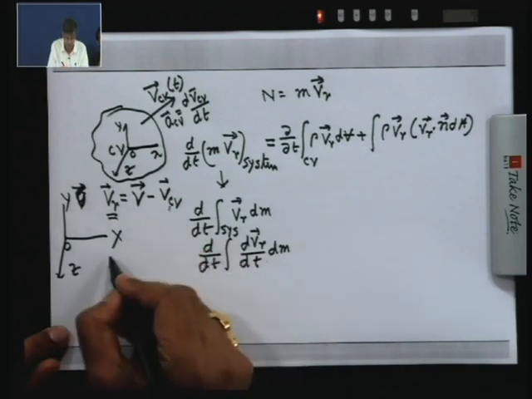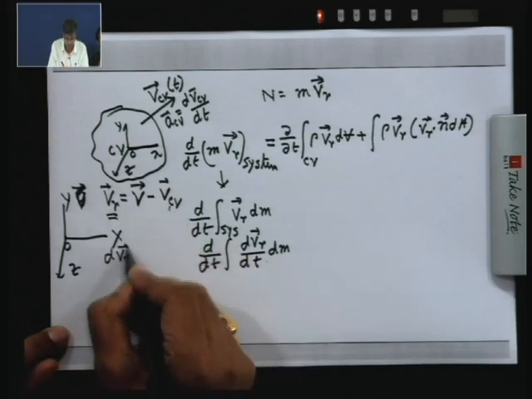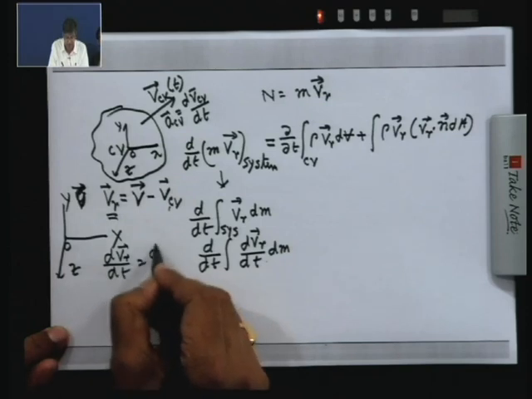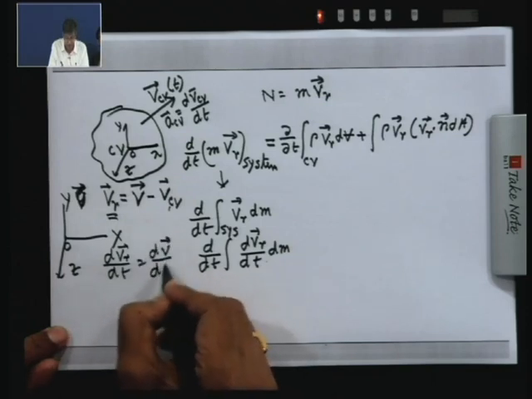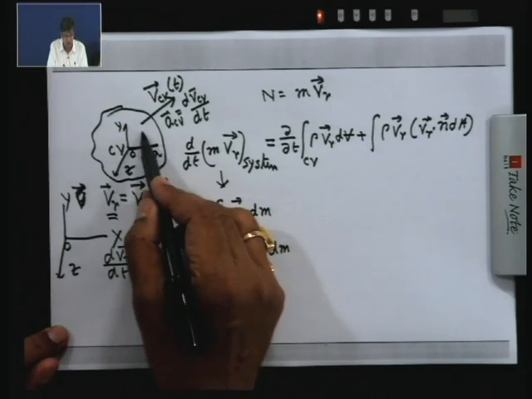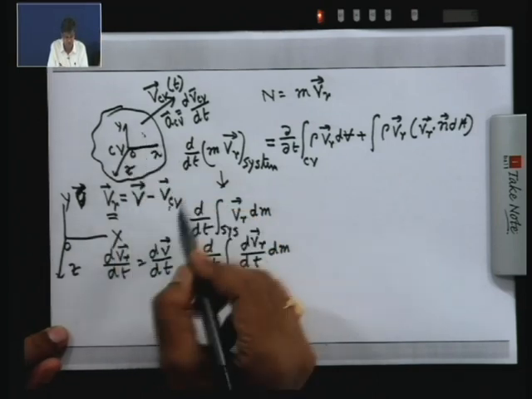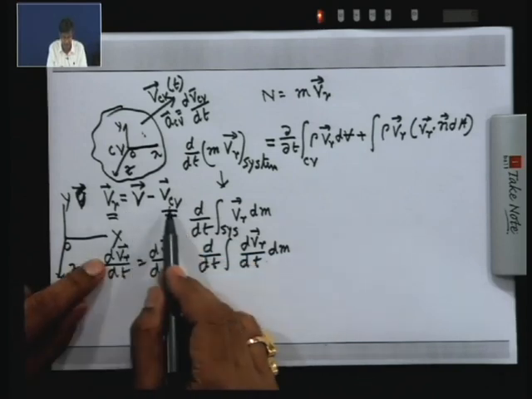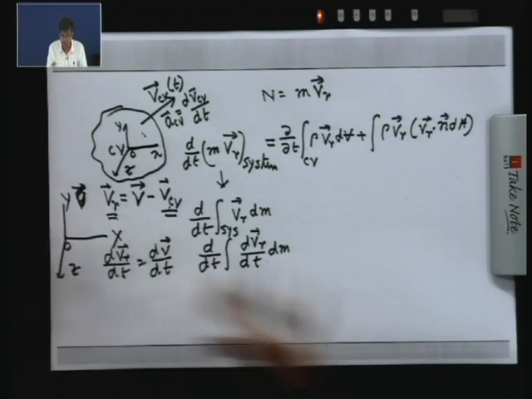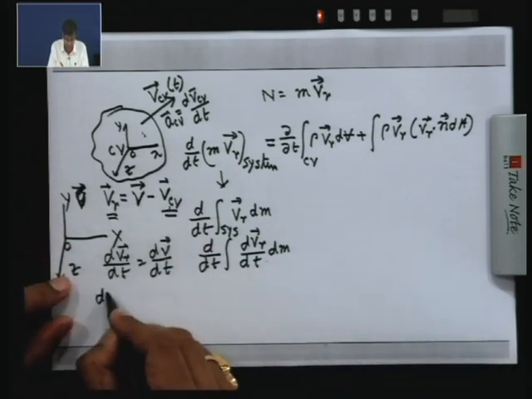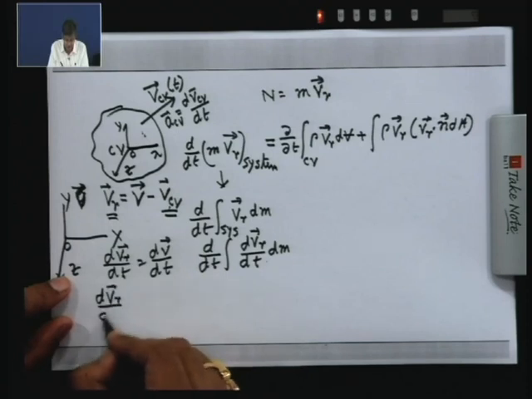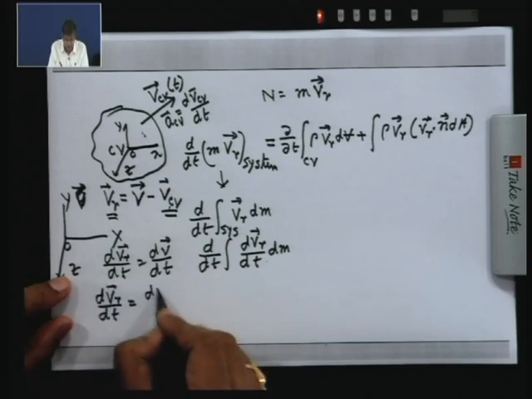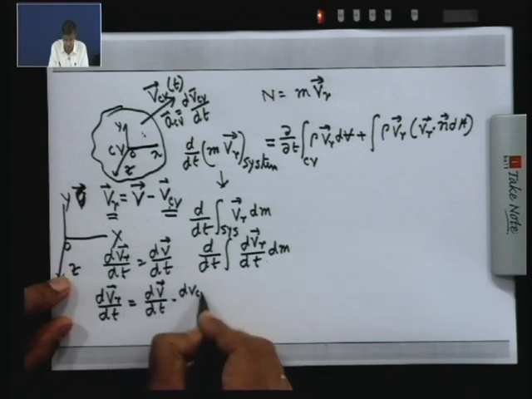Now, if VCV is constant, then dVR/dt is the same as dV/dt. That means, if the control volume where the frame of reference is attached moves with uniform velocity, it does not matter, because the acceleration with respect to the control volume and with respect to a static frame of reference is the same. But if this has an acceleration, then dVR/dt is equal to dV/dt minus dVCV/dt.